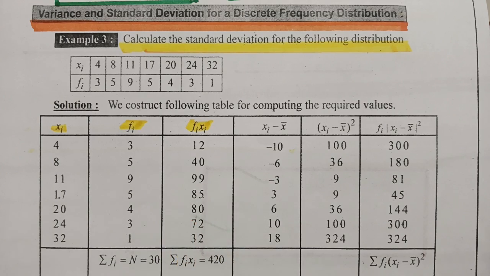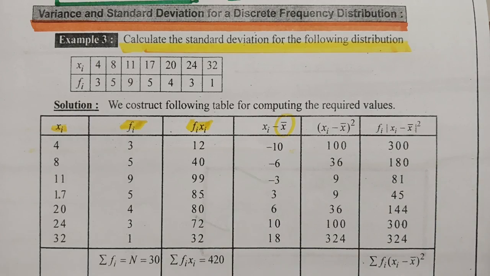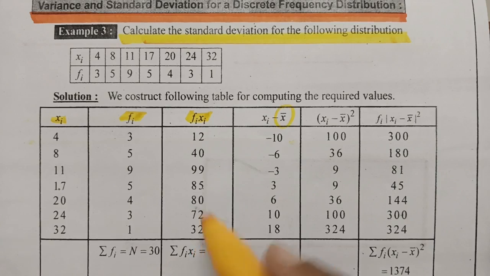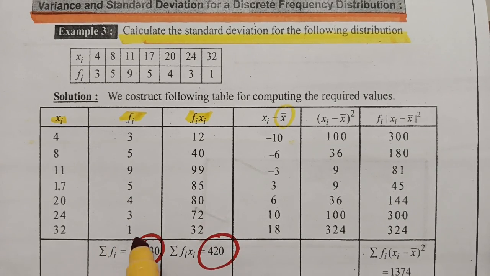Now we have to calculate the mean, that is x bar. So how to calculate this? We have to make a summation of all these fi into xi values, sigma fi xi. If I add them, our answer is 420 here. And the frequency addition is 30. This value is n, and the other is sigma fi into xi.